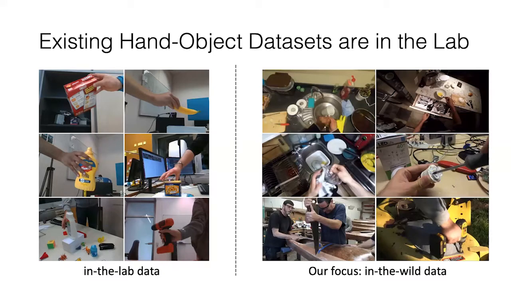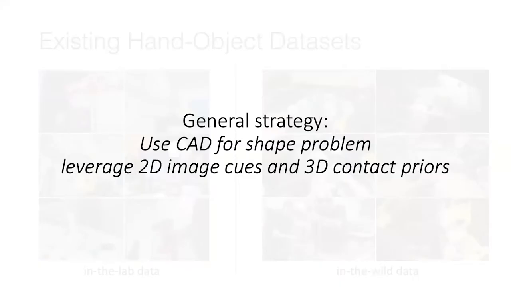Therefore, our real focus in this work was to make it work in the wild. And we also propose a small but really rich dataset that goes towards this approach. In general, in the wild, there is no ground truth data, so what are we going to do? The general strategy is to embrace CAD models so that we don't have to solve the difficult problem of object shape reconstruction. It would be great to have that, but we can bypass it with CAD models, and then leverage 2D image cues such as 2D keypoint detection, silhouette prediction, semantic segmentation, and some motion capture data that gives you priors on how hands interact with objects.